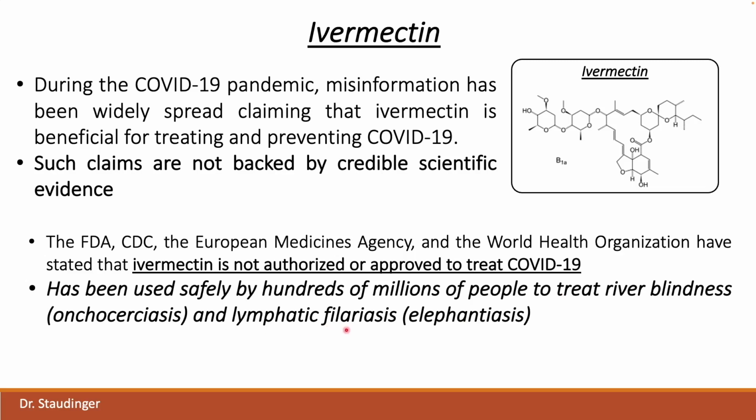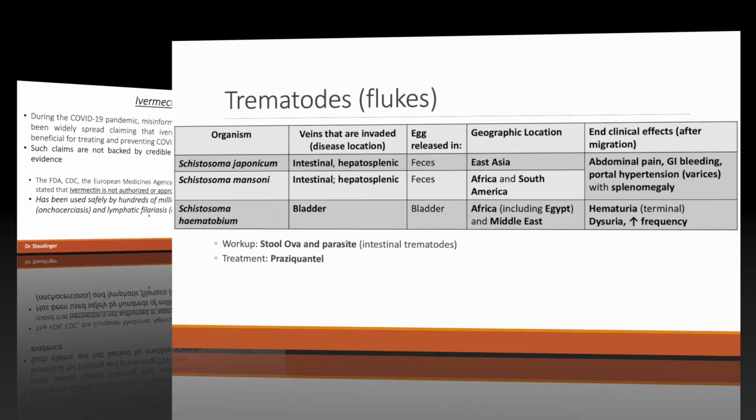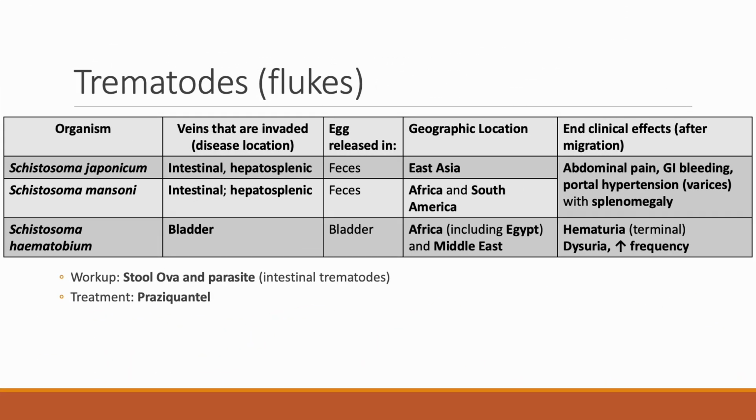As we continue our discussion about helminths, we should mention the trematodes, also called flukes. Schistosoma, the primary trematode you should be aware of, was covered well in MOD, and this table comes from your MOD lectures. Now, we won't go into further detail other than to say that the workup for intestinal trematodes is with stool ova and parasite test.